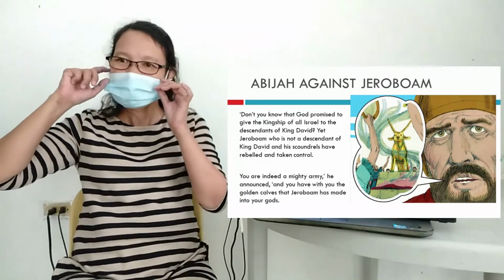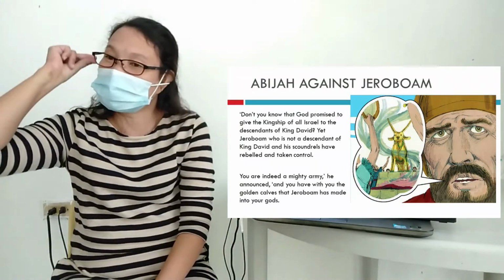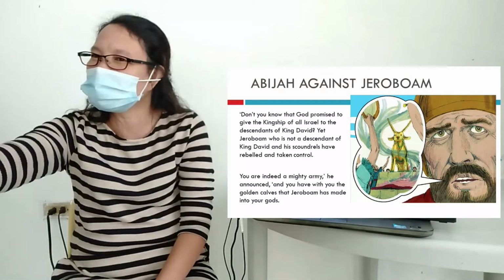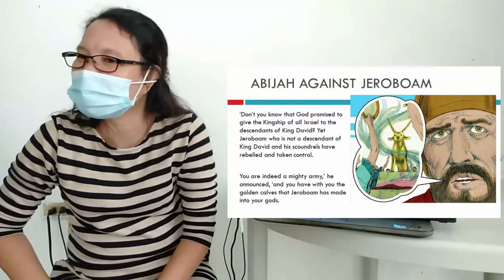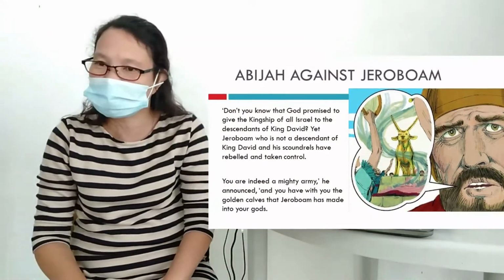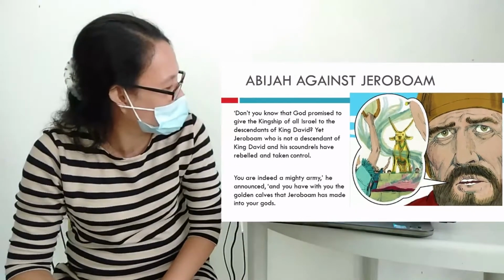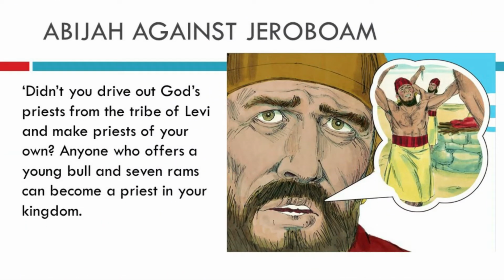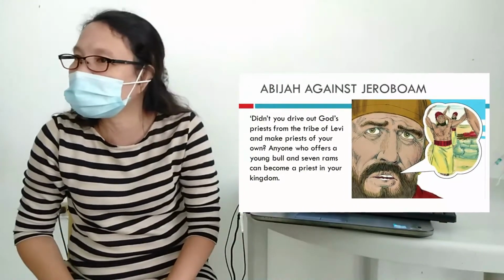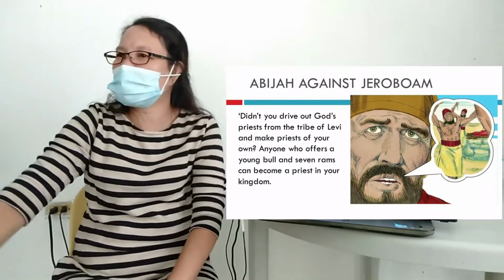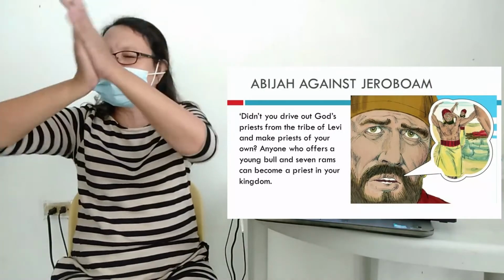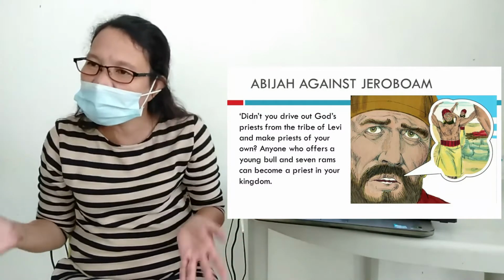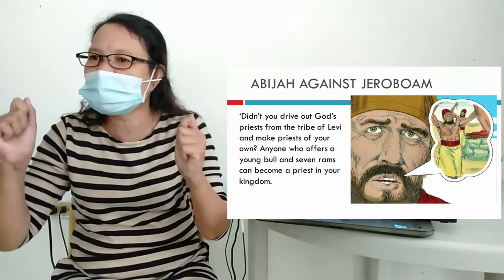Oh, what is he saying? God has promised that the kingdom will be given to the descendants of King David. But you, Jeroboam, you rebelled against King David. Oh, he told Jeroboam off. Alright, what else did he say? Then you drove out God's priests from the tribe of Levi. Abijah was saying to Jeroboam, it is us who were chosen. It is us who were given the right to the kingship. It is us who were promised the kingdom by the Lord.